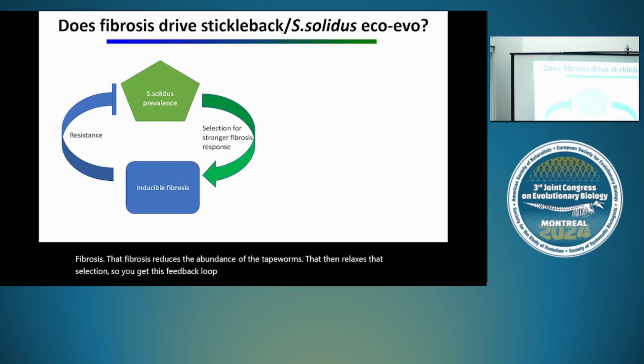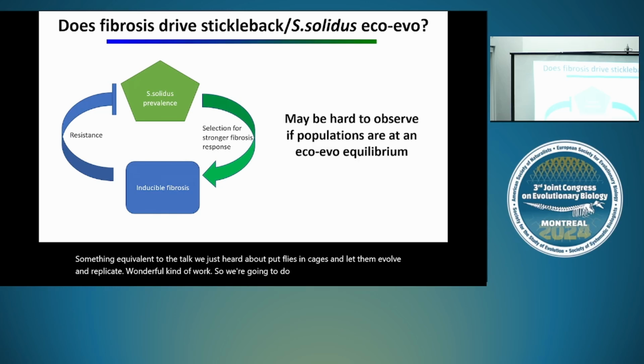Now, the problem with studying this kind of eco-evo loop is that in natural populations that have been existing for hundreds of years, thousands of years, we might be at some sort of eco-evo equilibrium where we've settled down to some stable abundance of fibrosis, some stable tapeworm abundance, and not much is happening. So we need to perturb things. We need to do something equivalent to the talk we just heard about. Put flies in cages and let them evolve and replicate. Wonderful kind of work. So we're going to do that kind of experiment here by perturbing these equilibria.